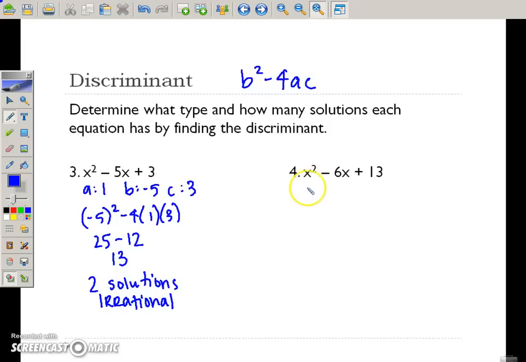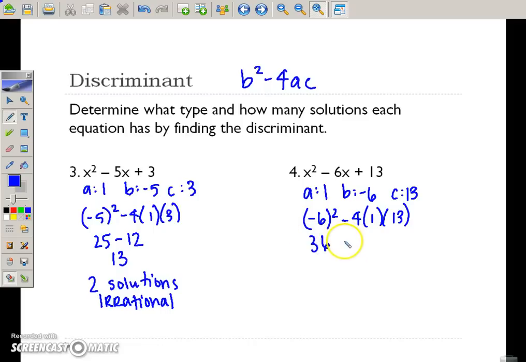Alright, and number 4, a is 1, b is negative 6, c is 13. If we plug it into our discriminant, we've got negative 6 squared minus 4 times 1 times 13. Negative 6 squared is 36. 4 times 1 times 13 is 52. And 36 minus 52 gives us negative 16. We cannot take the square root of a negative, so anytime we have a negative, we know that there is no solution.